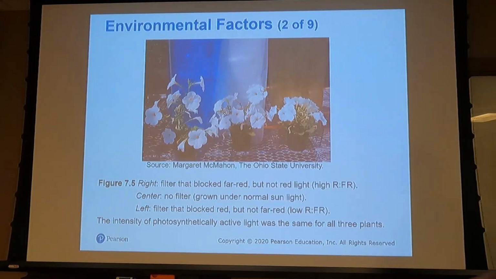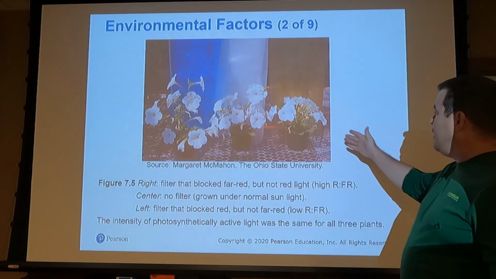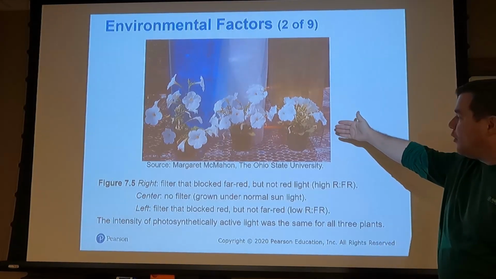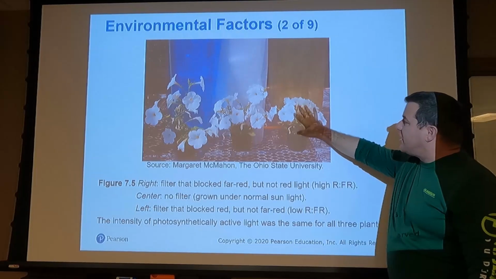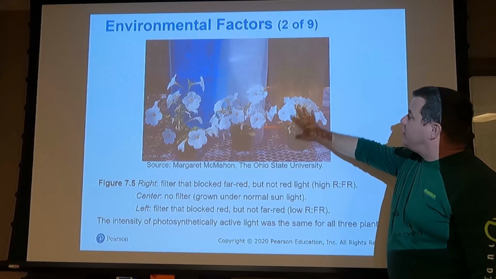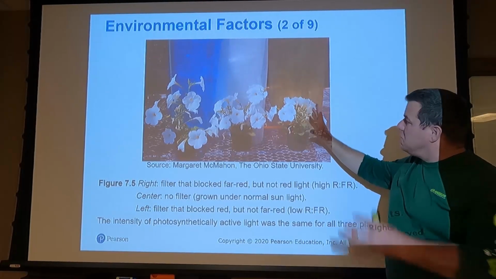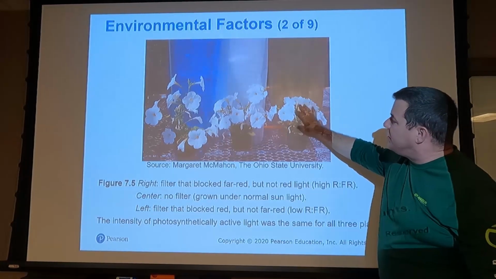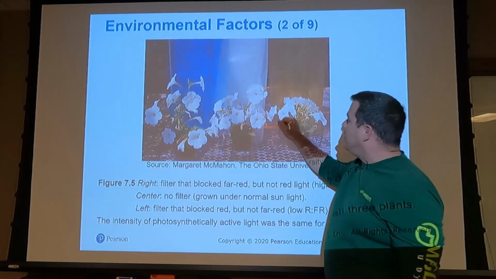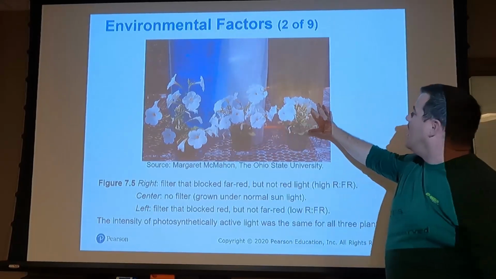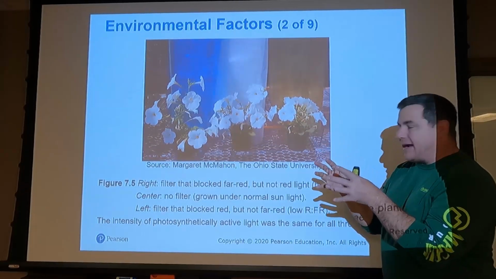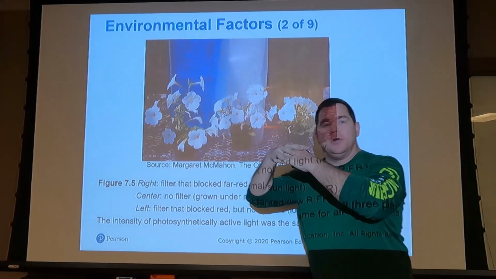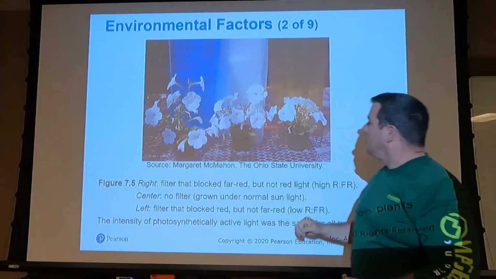So in this picture here, on the far right, they blocked out the far red but not the red, and you can see this kind of short, stunted growth. We still have the flowers that are roughly about the same, there's some difference between these flowers and these flowers, but they're short and stunted and compacted, right? So they have not grown up and out.